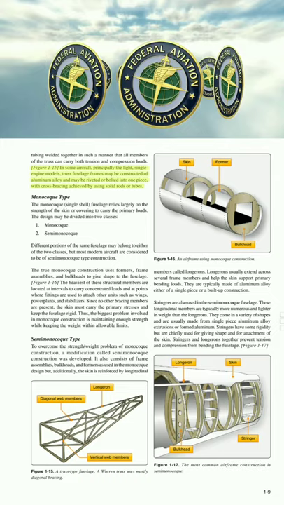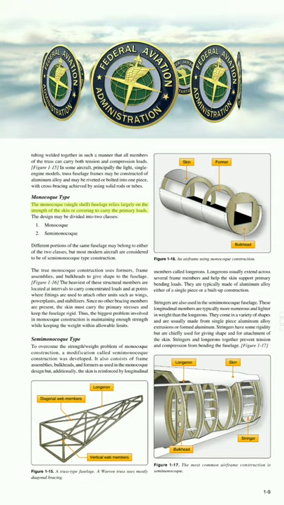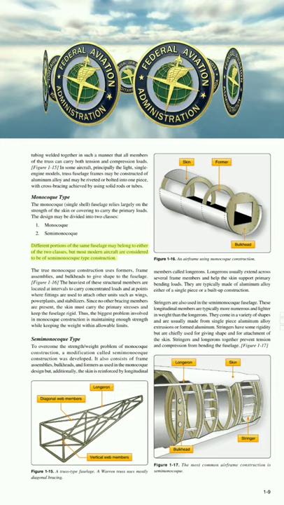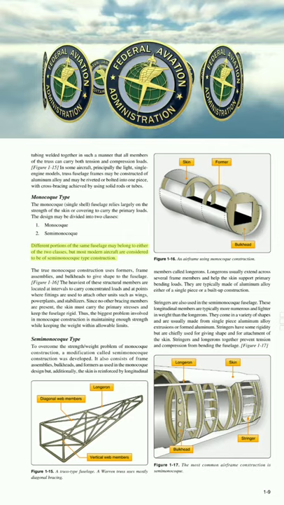Monocoque type. The monocoque single-shell fuselage relies largely on the strength of the skin or covering to carry the primary loads. The design may be divided into two classes: 1. Monocoque. 2. Semi-monocoque. Different portions of the same fuselage may belong to either of the two classes, but most modern aircraft are considered to be of semi-monocoque type construction.